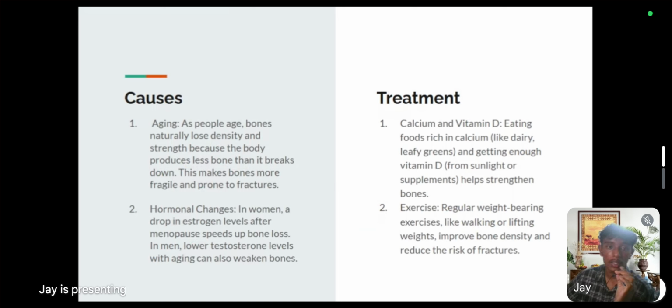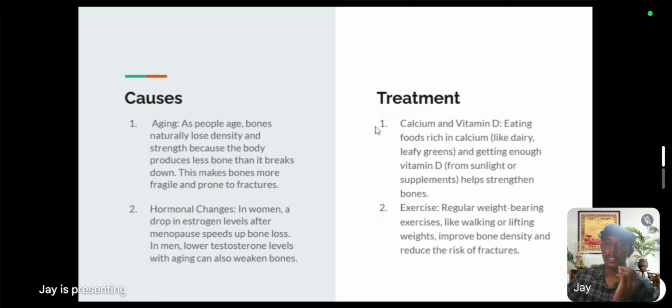So basically, the first cause is aging. As people age, bones naturally lose density and strength because the body produces less bone than it breaks down. This makes bones more fragile and prone to fracture. Next is hormonal changes. In women, a drop in estrogen levels after menopause speeds up bone loss. However, in men, lower testosterone levels can also weaken the bones. This is also associated with aging for men.